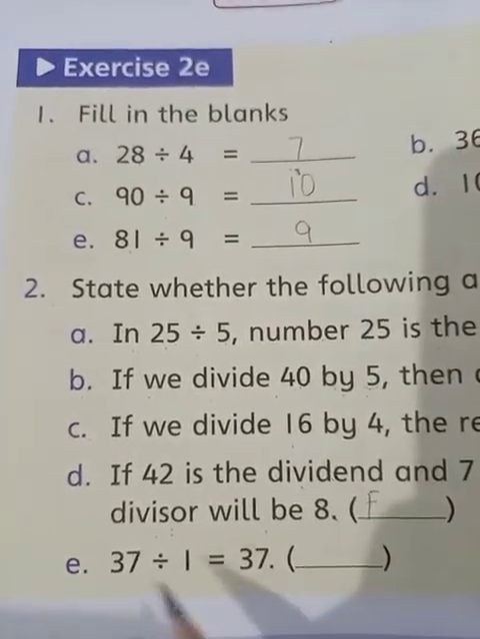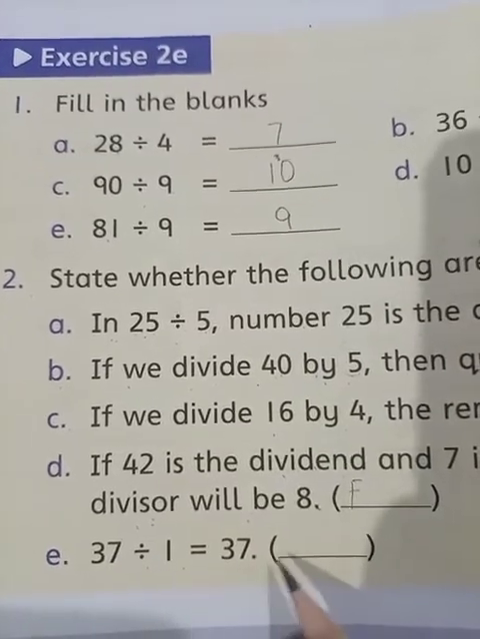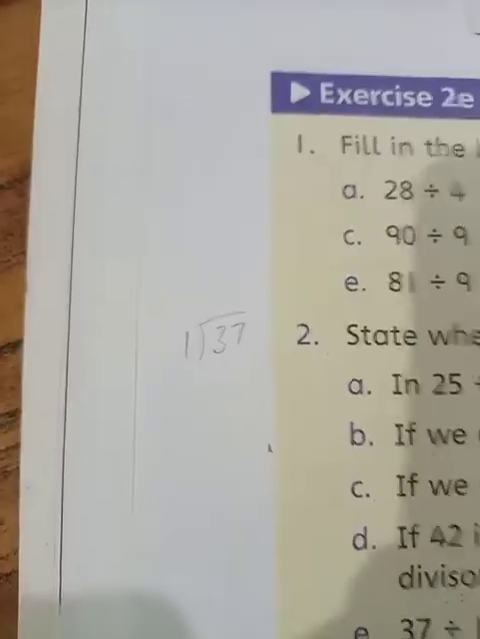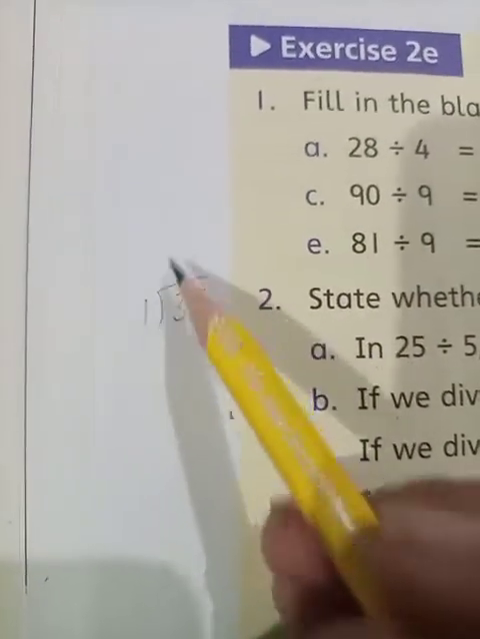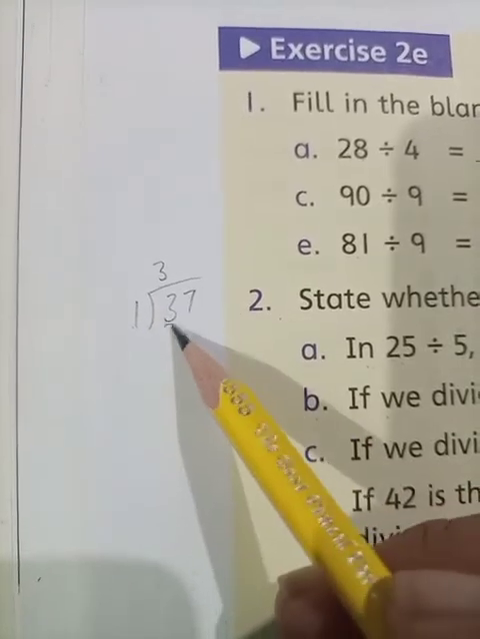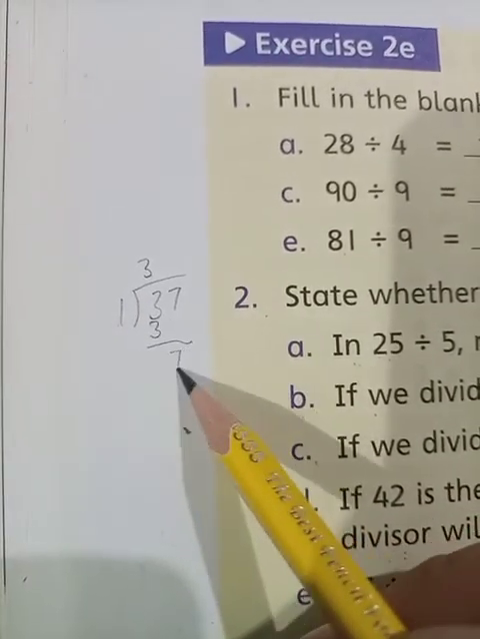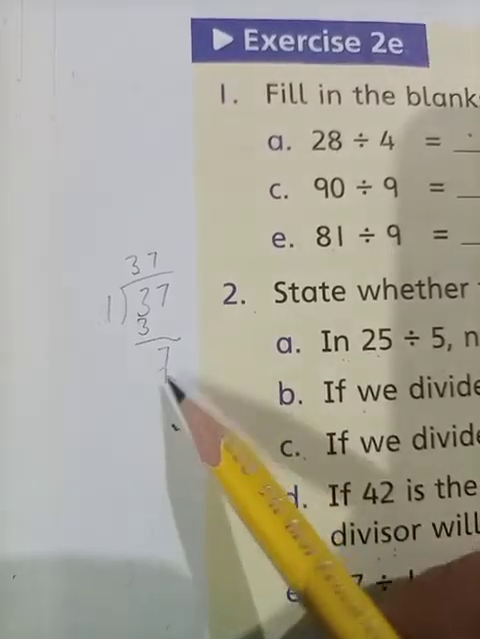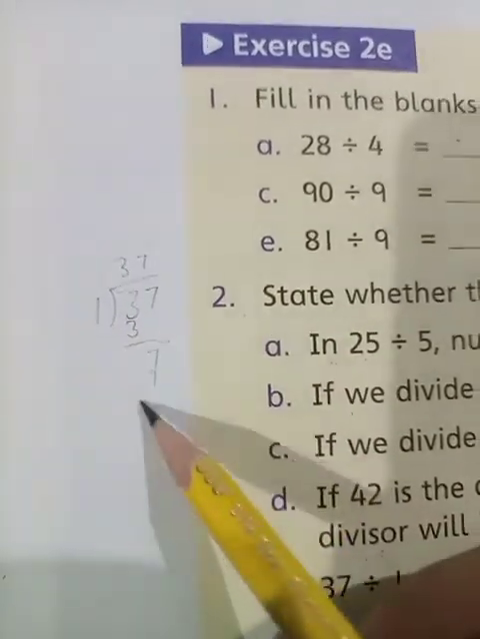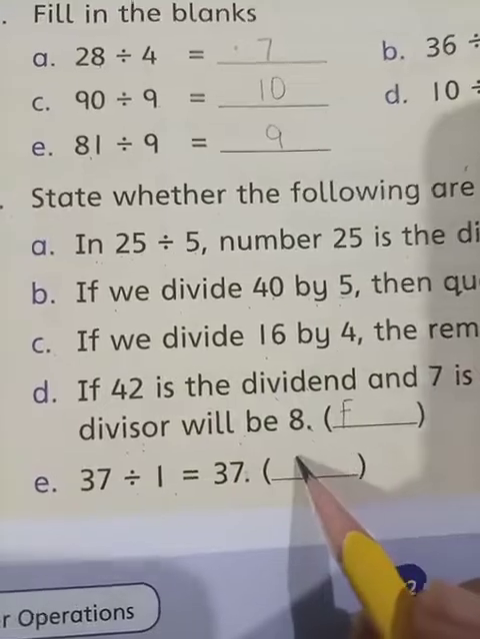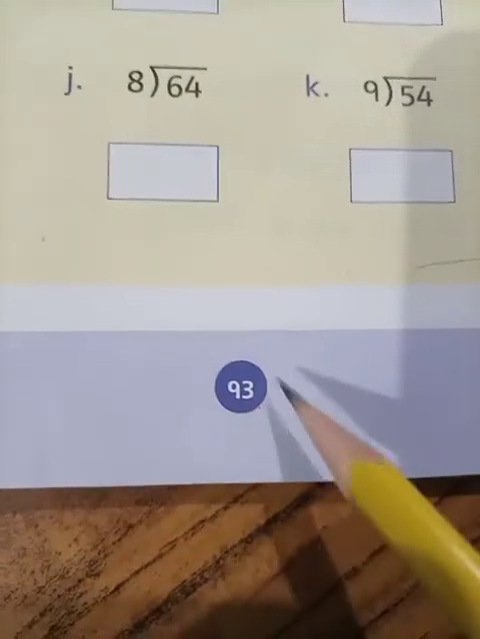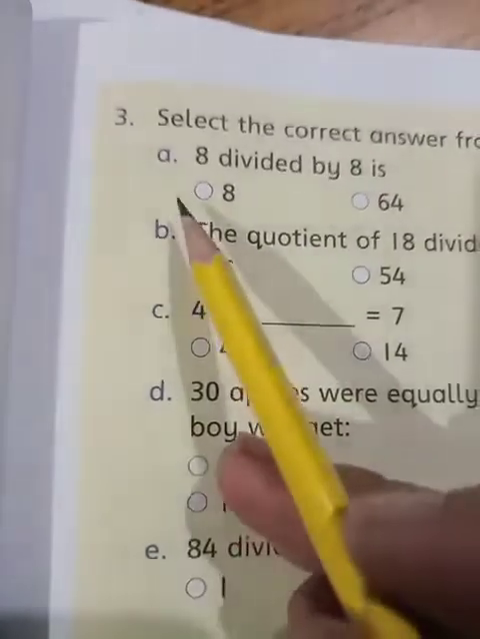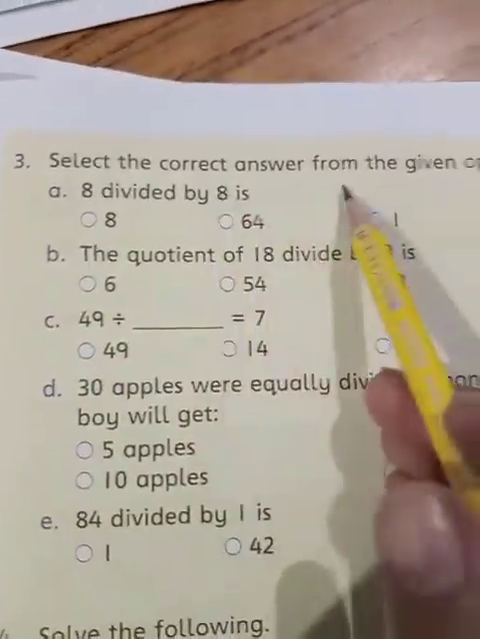Next is part E. So students, 37 divided by 1, the answer is 37. Look at this students. 37 divided by 1. So we are going to divide it. 1 3s are 3 and remaining with 7. 1 7s are 7. It means that our quotient is 37. This answer is correct. So we are going to write T for the true statement. Now come to page number 93. Here is our question number 3 and we are going to select the correct answer from these options.